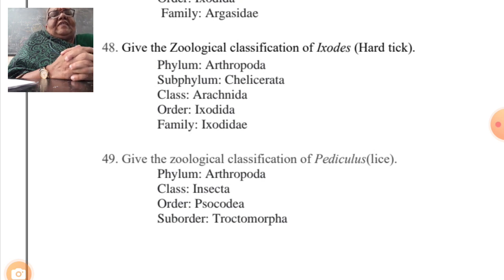arthropodal parasite. It is called Pediculus, that is commonly called lice. Lice plural, louse singular, head louse, as we call it. Okay, it belongs to the phylum Arthropoda, class Insecta, order Psocodea, P silent, Socodia, suborder Troctomorpha, genus Pediculus. This is human head lice.